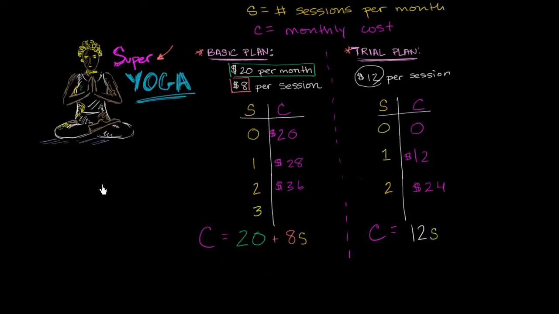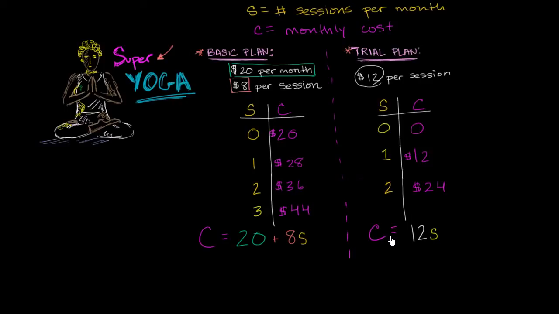Well, we've got our equation right over here. Our total cost in that month is going to be equal to 20 plus 8 times the number of sessions. The number of sessions is S. S is 3 in this circumstance, so we'll replace the S with the 3. And so our cost in this circumstance is going to be 20 plus 8 times 3, or 20 plus 24, or $44. So let me erase this right over here. So this is going to cost us $44.